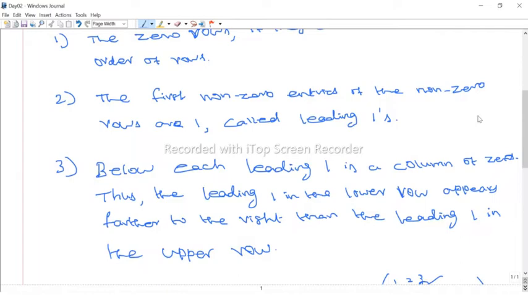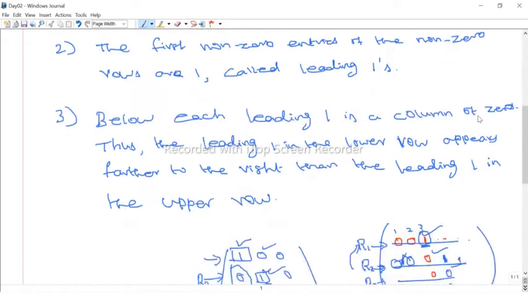We have to make that entry 1. Okay, so that is the second condition. You have to scan each row, and the leading non-zero entry should be 1.